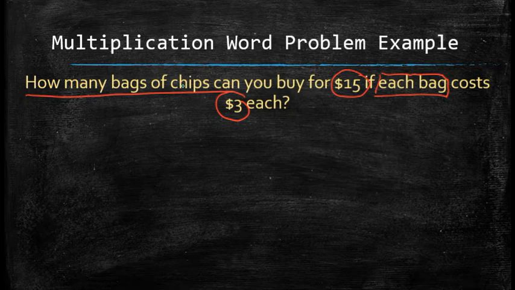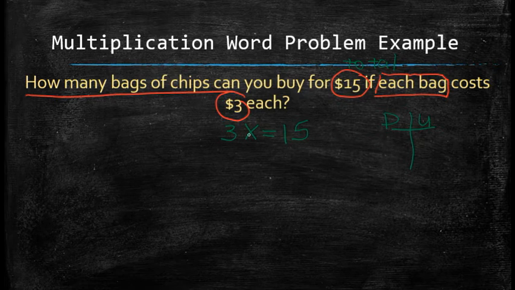So this is multiplication. So how would you set that up? Well, you know that you have $15. You know that each bag costs $3. So here, you know what your total is. You know your total is 15, and I can even write total there. And you know it's 3 each, but you don't know how many bags. So your unknown variable is x. 3x equals 15. So go ahead and solve that and write down what you get. Don't forget to do your do and undo chart.